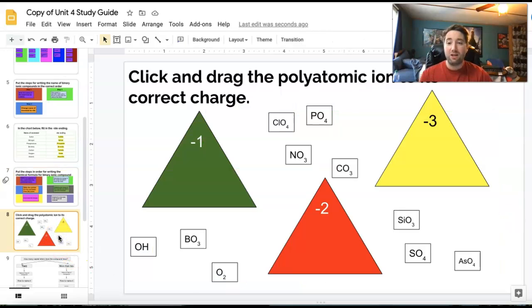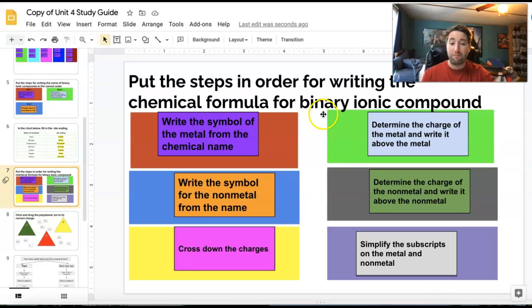Alright, for this next one here, you're going to need your polyatomic ion sheet. So it says click and drag the polyatomic ion to its correct charge. And I have all of these memorized in my brain, so you might need your polyatomic ion sheet. So in each box, it's giving you the chemical formula for a particular polyatomic ion. Alright, so I'm just going to start up here.